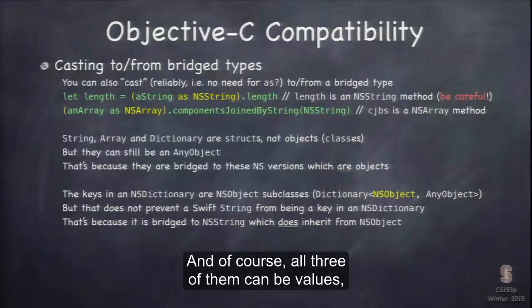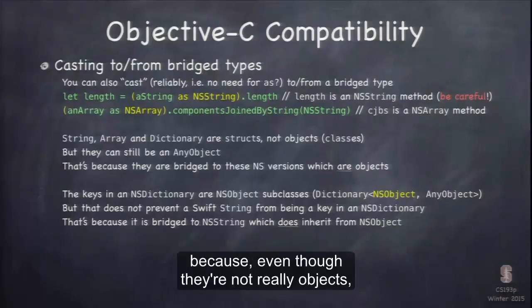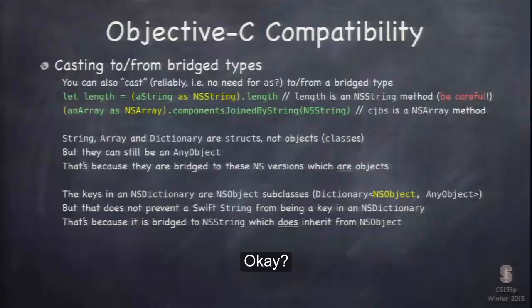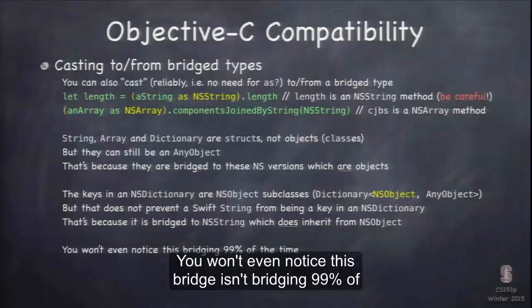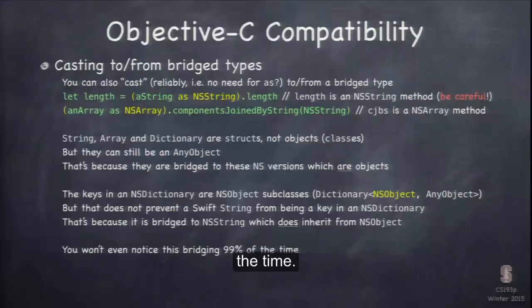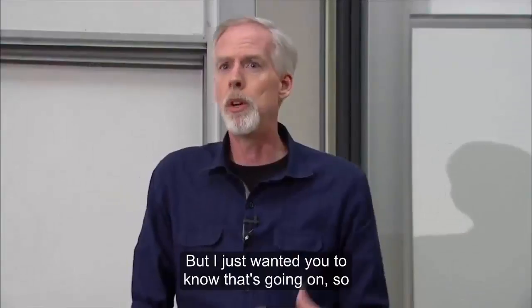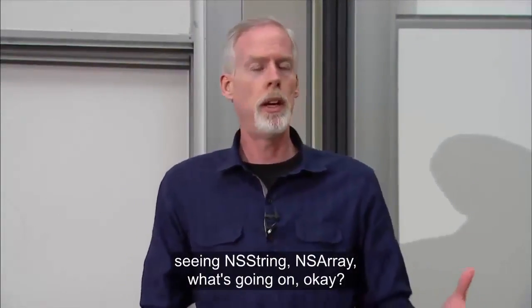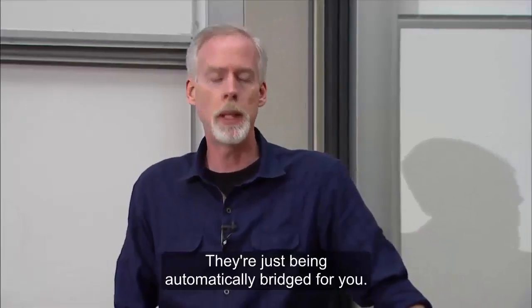And of course, all three of them can be the values, because even though they're not really objects, they are structs, they are bridged to things that can be, okay? So it is okay to pass a String or an Array as AnyObject. You won't even notice this bridging 99% of the time. It just happens automatically, but I just wanted you to know that that's going on, so you don't get confused when you start seeing NSString, NSArray, what's going on. They're just being automatically bridged for you.